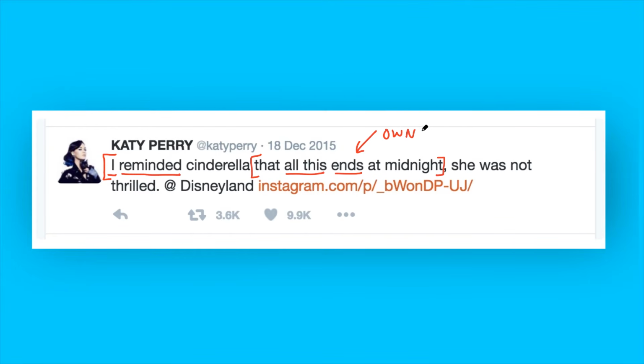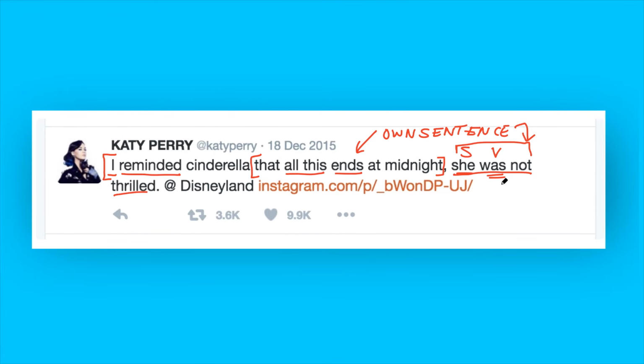I reminded Cinderella that all this ends at midnight, period. I could put a period there, yes? So that's essentially the same as an independent clause. We can't throw a comma then between that and another independent clause, which is exactly what we have. She was not thrilled. That can also stand alone as a sentence. We have a subject, she. We have a verb, was, right? And then we have the rest of the sentence, which just explains what she was. She was not thrilled. Bottom line, you can't create two would-be sentences, throw a comma between them, and call it a day. It doesn't work.